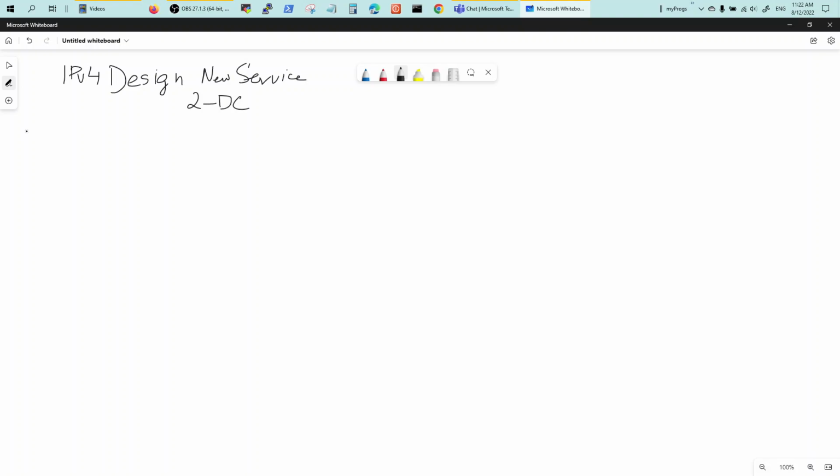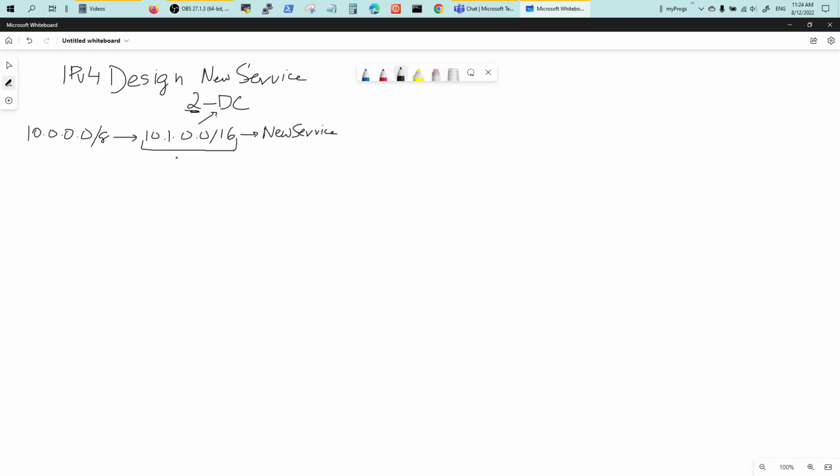So assuming you have address space, which is private, a /8, and you choose 10.1 to deploy or design this new service for 2 data centers. So how can we do a design with a /16 for 2 sites? So let's start drawing that.